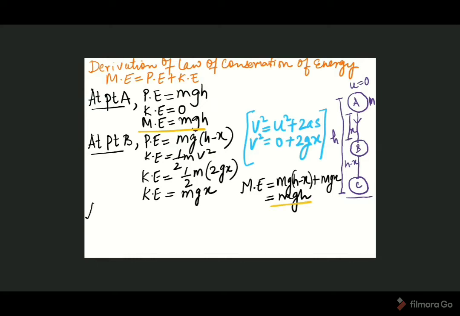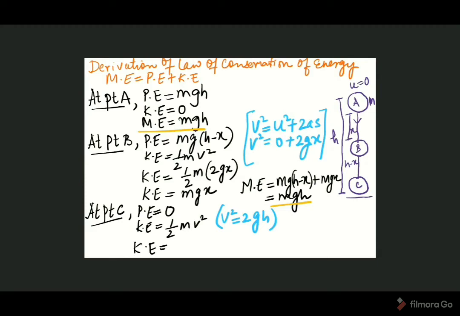Finally, we'll calculate the potential energy and kinetic energy at point C. The potential energy at point C will be 0 because the body has touched the ground, whereas the kinetic energy will be equal to half mv square, where again you will calculate the v square with the formula v square is equal to 2gh. Why gh? Because the body has covered the distance h while falling from A to C. Replacing the value, you will get kinetic energy equal to mgh. Now adding the two, the mechanical energy will be equal to 0 plus mgh, and finally it will give me the answer as mgh. That is the same for all the three.